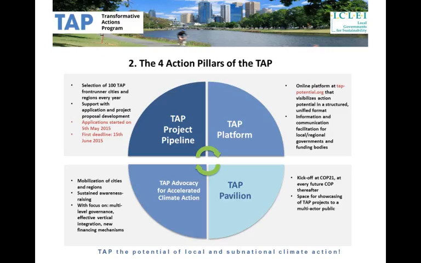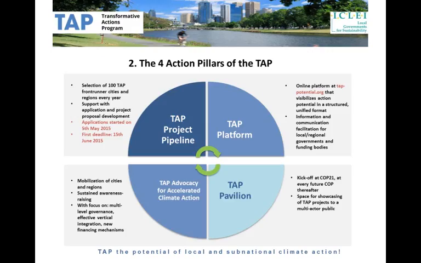Finally, the last pillar, TAP Advocacy for Accelerated Climate Action, will build on previous achievements in local climate advocacy, and it will diversify and strengthen it in various ways. Of course it will seek to raise awareness of the potential of transformative subnational climate action, through showcasing success stories.